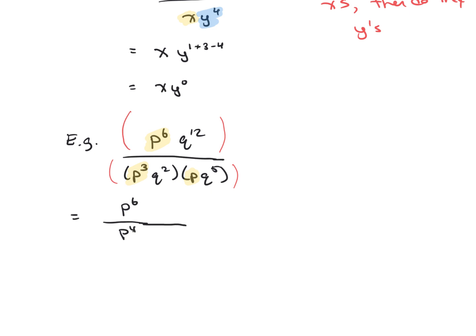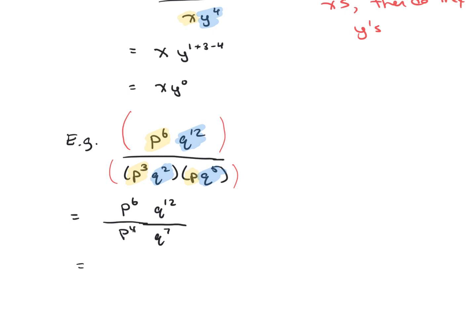And now I'm going to do the q's. So now I'm going to ignore the p's and look at the q's. And the same sort of thing happens. In the numerator, it's just q to the 12. That's the only thing there. In the denominator, I have q squared times q to the 5. I can add those exponents to get q to the 7. Okay, so that's my first step.